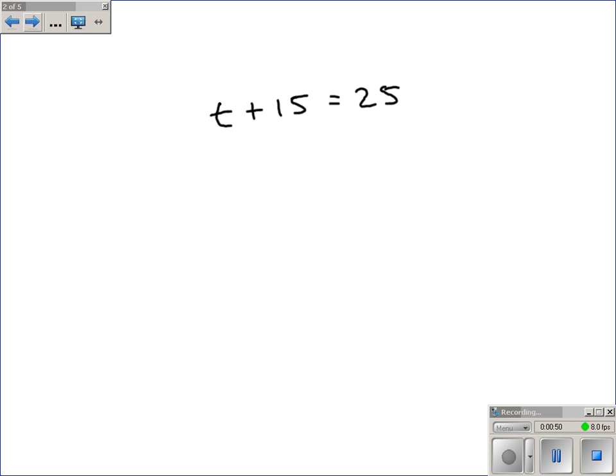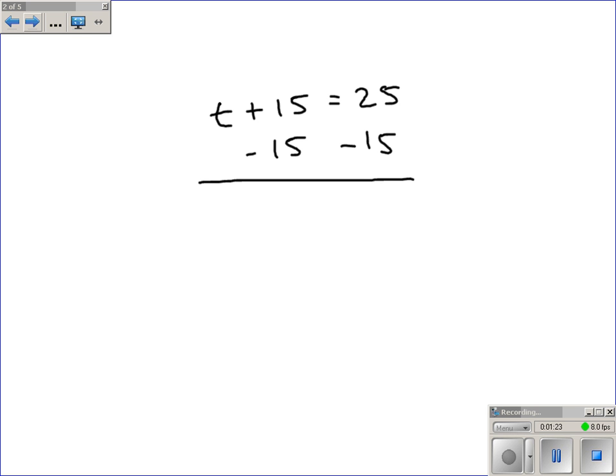This is thought of as a one-step equation because only one thing is happening to t. So I only have one step before I'm done. 15 is being added to t. The way we solve an equation is by undoing everything that's being done to t, and by using the order of operations to do it. Now, what's the opposite of adding 15? The answer is subtracting 15.